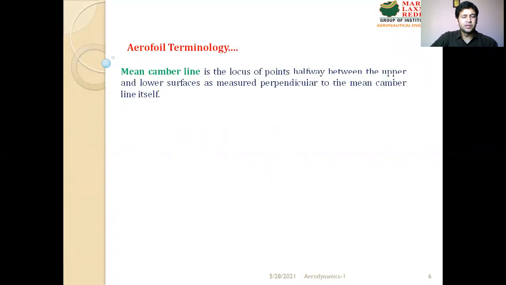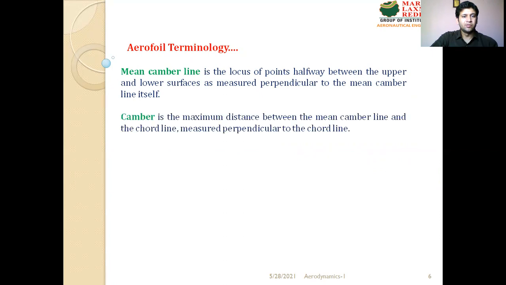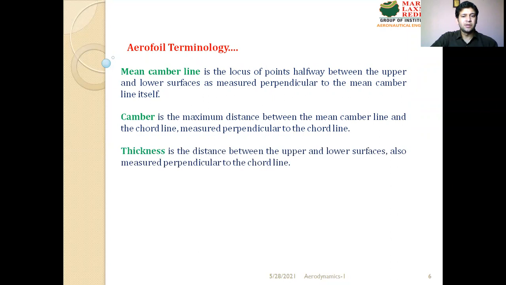Mean camber line. It is the locus of points halfway between the upper and lower surfaces as measured perpendicular to the mean camber line itself. Camber. It is the maximum distance between the mean camber line and the chord line when measured perpendicular to the chord line. Thickness is the distance between the upper and lower surfaces, also measured perpendicular to the chord line.